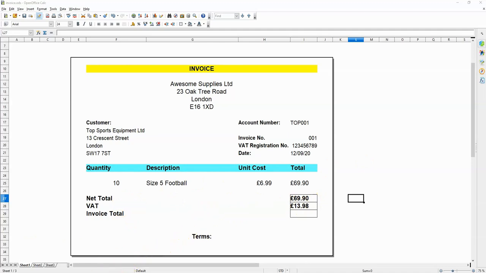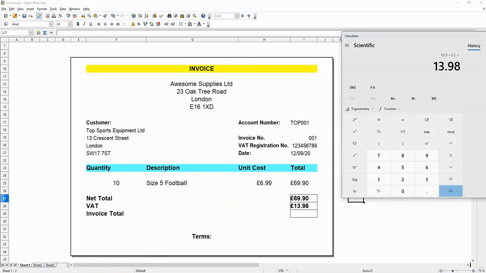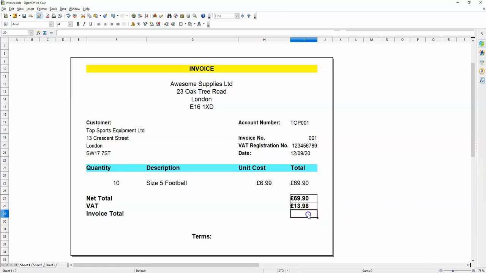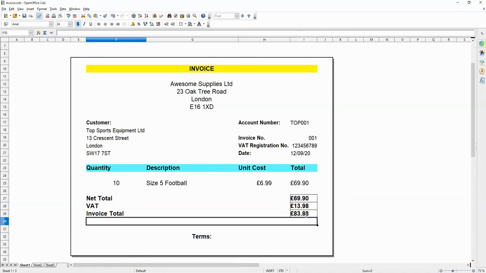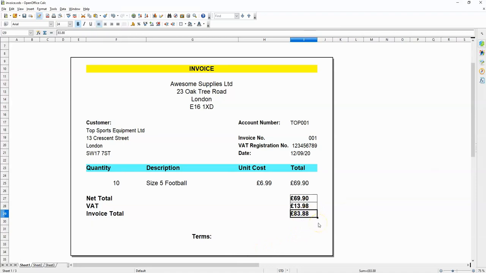So we've got the net total and we have the VAT. Let's add them up to get the invoice total. So I'm going to add 69.90 to 13.98, and that's going to give me 83.88. And this is going to be the invoice total.